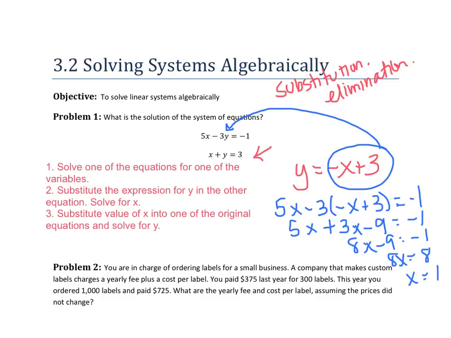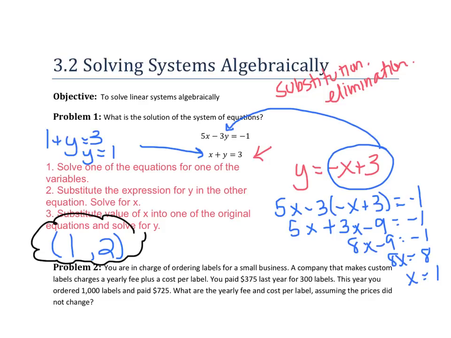Once we're at that stage, now I go to step 3, and it says substitute the value of x into one of the original equations and solve for y. Remember, our goal is to find an ordered pair. I already have my x value. Now I'm going to look for my y value. So I'm going to put 1 right back into my x here. So I have 1 plus y equals 3. I subtract both sides, and I'm going to get 2. So my solution is the ordered pair 1, 2.